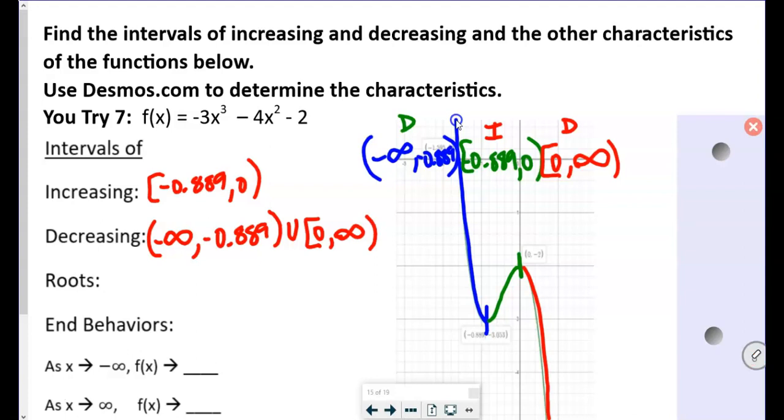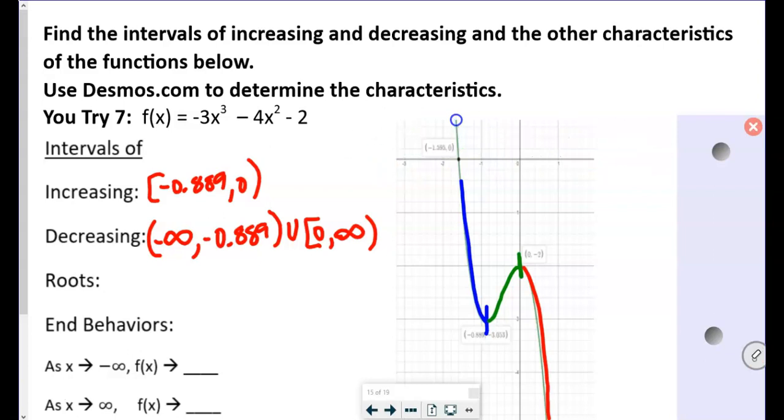All right, I'm going to erase this right here so we can talk about the root of our function. So this is the only place, guys, where that graph crosses the x-axis. Now, we might have some imaginary roots, but this is the only real one, okay? So it's negative 1.595, okay? And then what's happening here with our end behaviors?